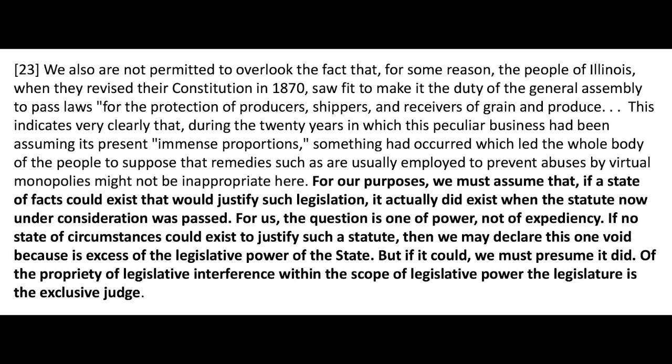Now here, paragraph 23, which is rather long and dense, Waite says something very important that's going to come back in various forms for a very long time, coming right down to the present day. You'll see that he starts by saying, look, Illinois has a new constitution in 1870. They delegated the power to the General Assembly to pass laws, and he quotes there, for the protection of producers and shippers and receivers of grain and produce. In other words, expressly delegating power to regulate the marketplace for grain and therefore grain elevators.